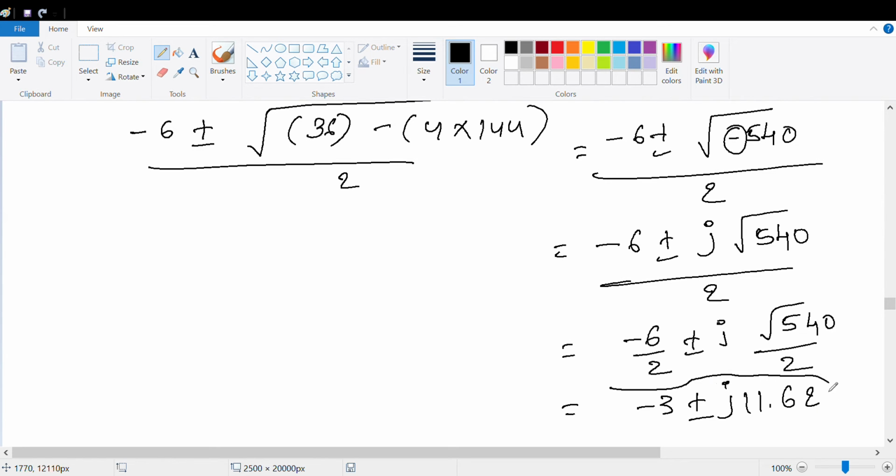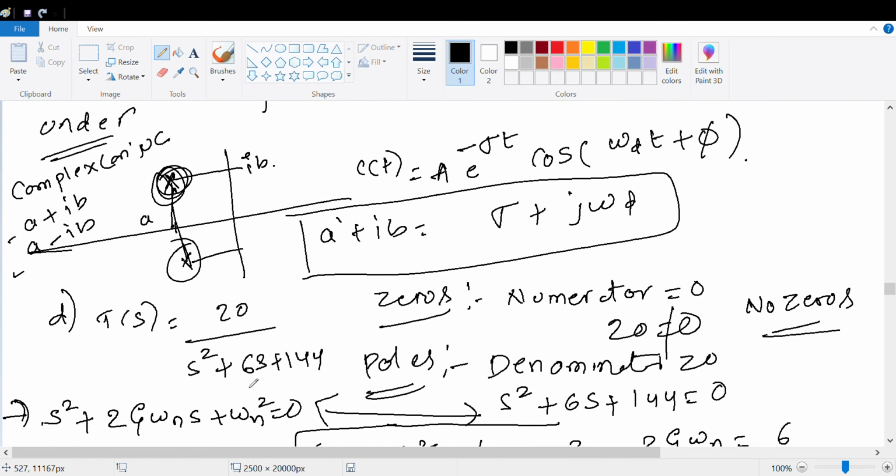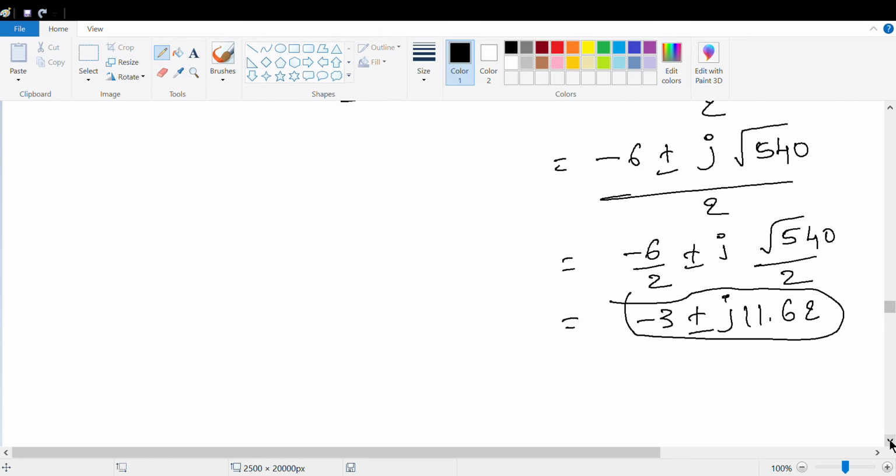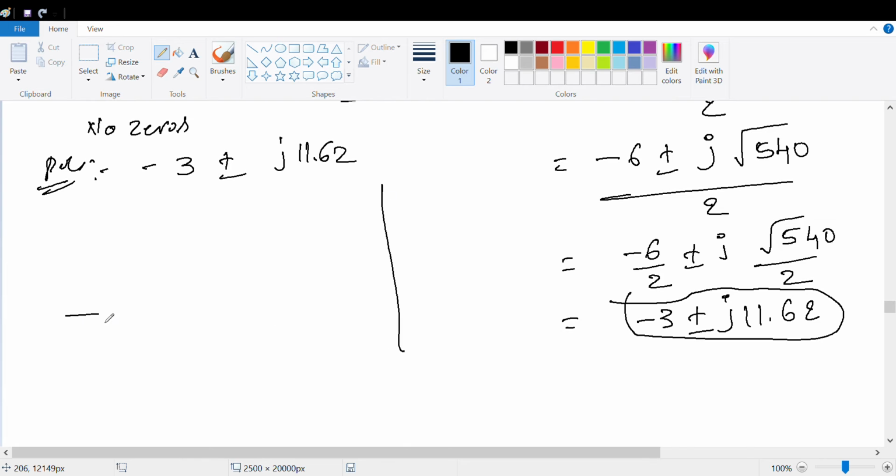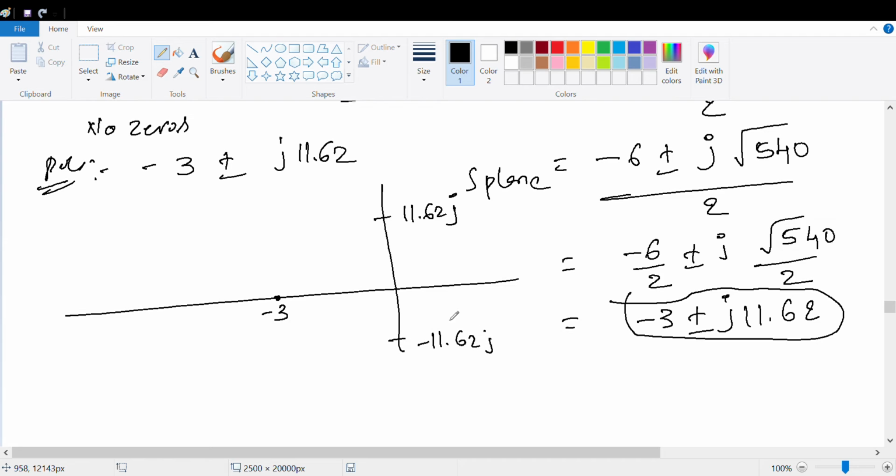So these are the roots, and we got the roots for this equation: 20 by s square plus 6s plus 144. Therefore no zeros, and poles are minus 3 plus or minus j 11.62. So we have to plot on the S plane. This is the minus 3 point, this is the 11.62 j point, and this is the minus 11.62 j point. These are the poles. We know the poles are complex conjugate.